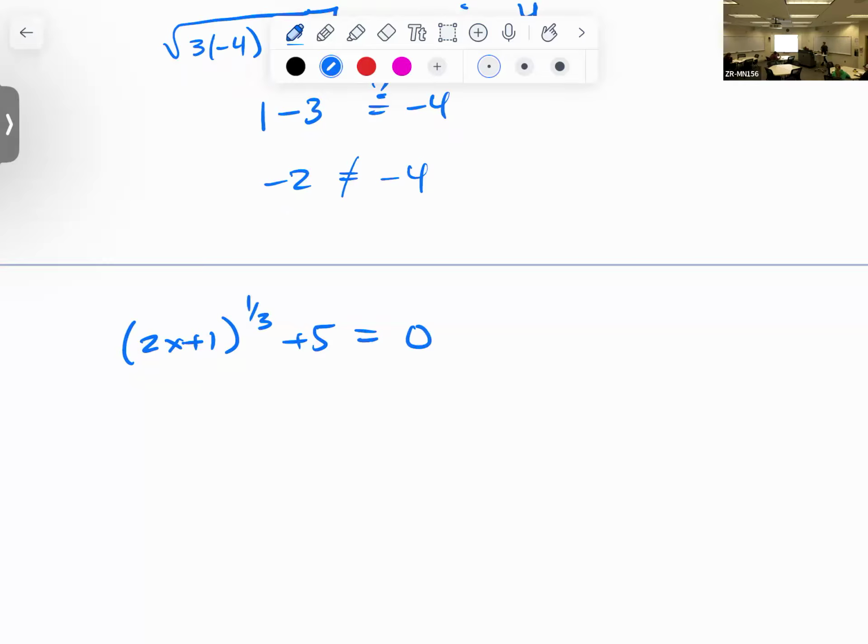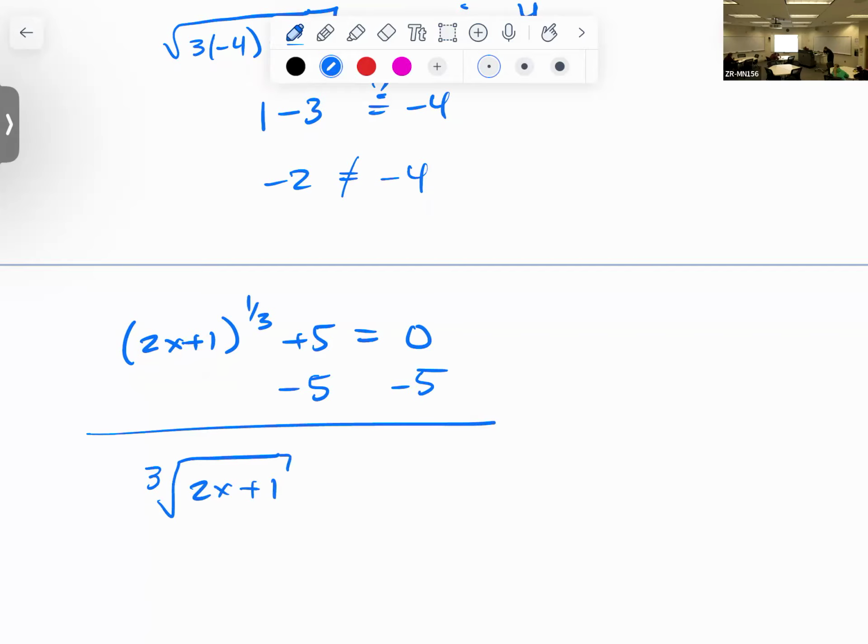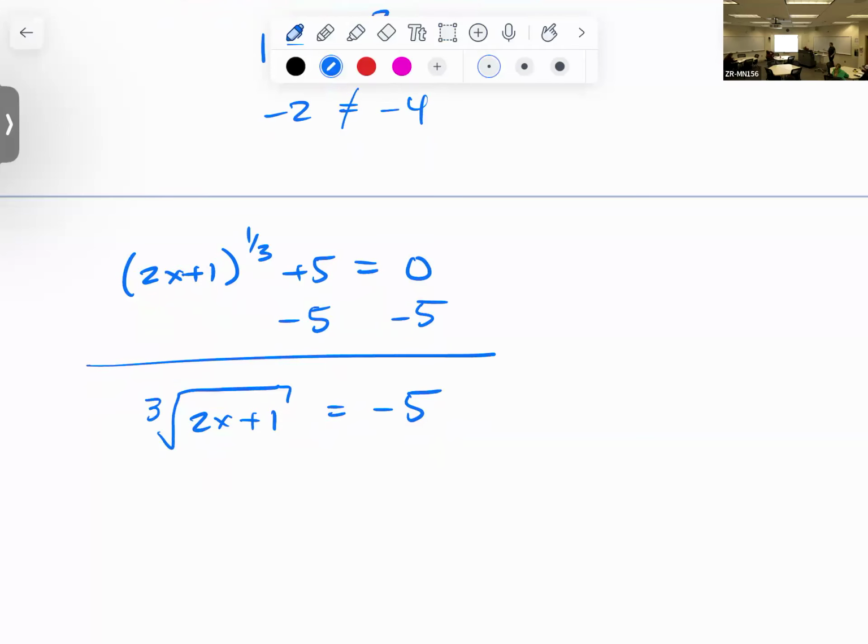All right, so (2x plus 1) to the 1/3 plus 5 equals 0. I want to bring that 5 over because I need to isolate the radical. Also, it's prettier to write it. You can leave it as the exponential power, but it's simpler to understand if you have it written as a radical. You can make that your first step or do that simultaneously in another step. Mostly we do that because now that I have a cube root, what's the opposite of cube root? Cubing.